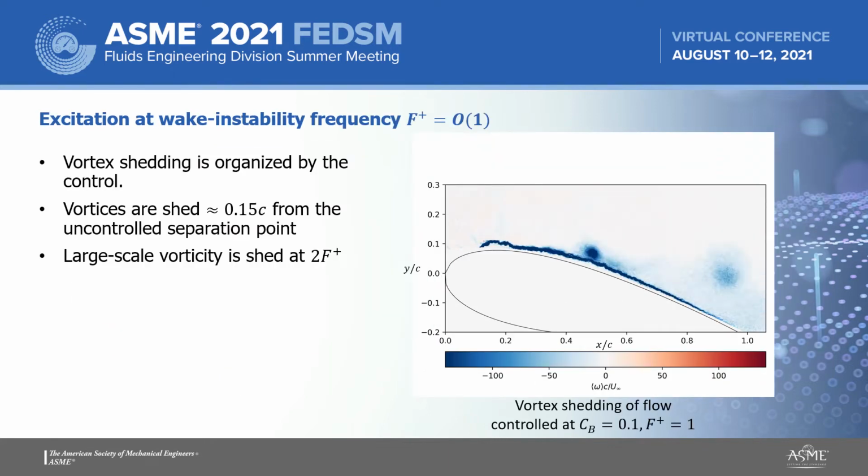This animation shows the organization of the large-scale vortex shedding resulting from the wake instability control case. The vortex shedding location is 15% of the chord length downstream from the original separation point. Two main vortices with negative or clockwise orientation are shed every control cycle. Counter-rotating structures are present between the two main vortices, but are much weaker.